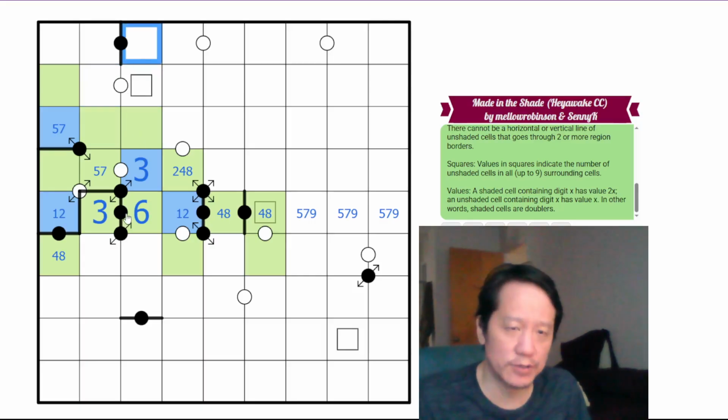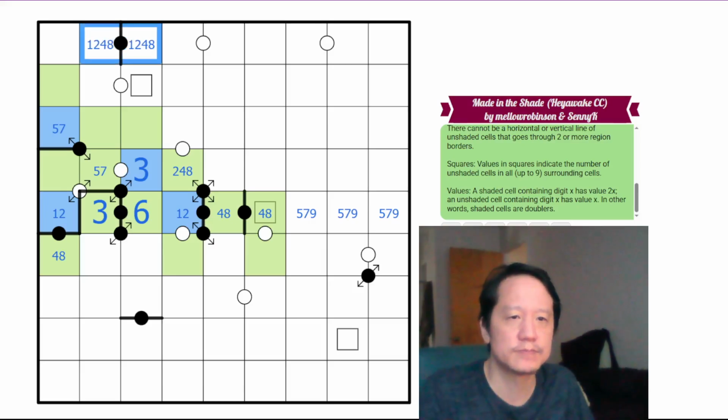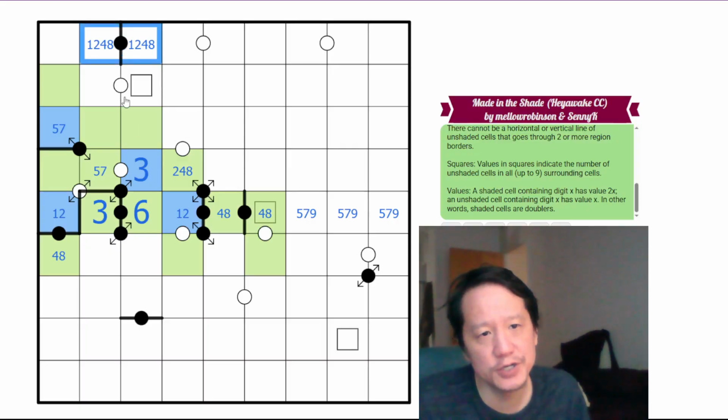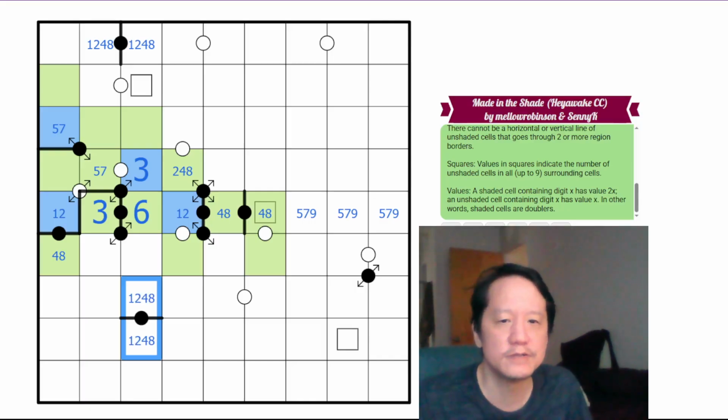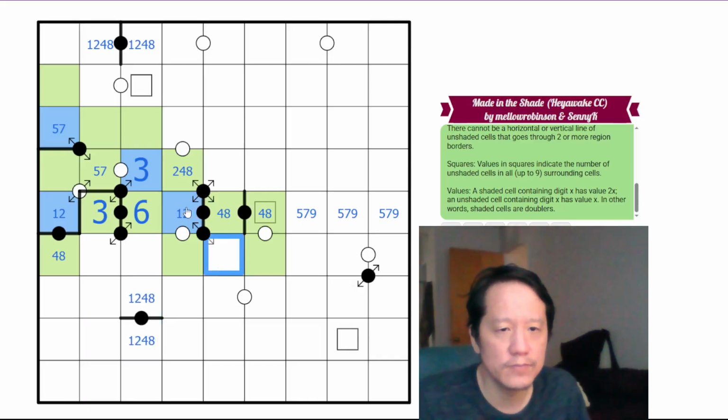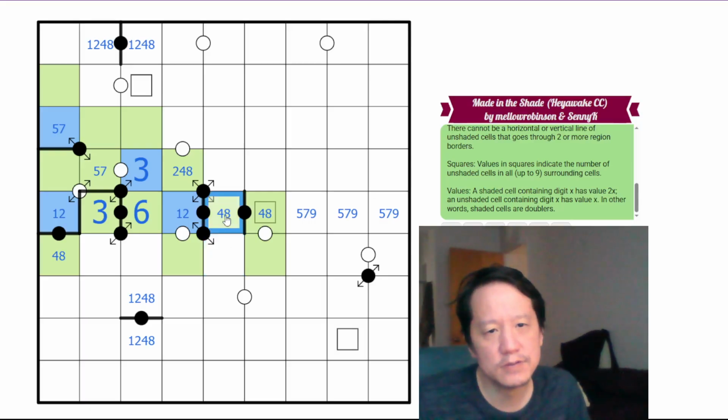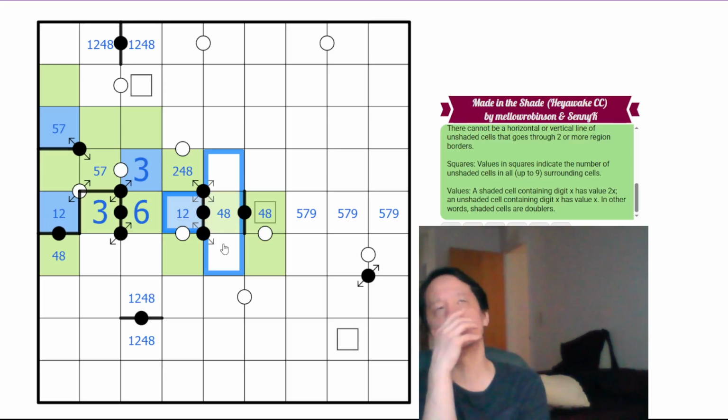This cannot be 3 or 6. So this has to be 1, 2, 4, or 8 here. To be in a 1-to-2 ratio. Because they're in the same row. This can't be 3 or 6, so this is also 1, 2, 4, and 8. This could be blue. So this is in a 1-to-2 ratio with both this and this and this. So it's in a 1-to-2 ratio with 3 digits.